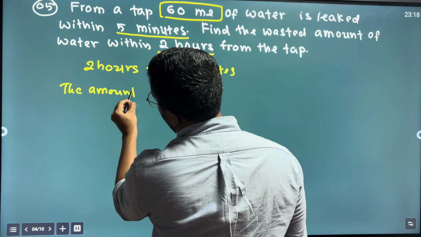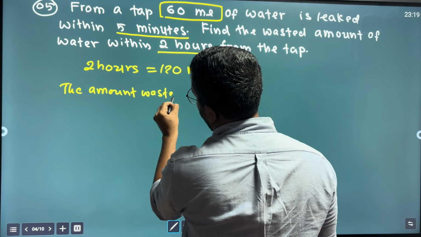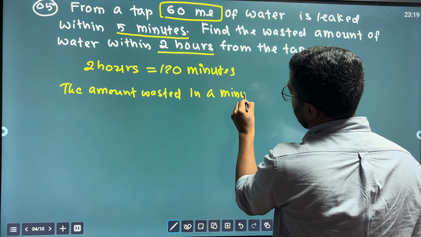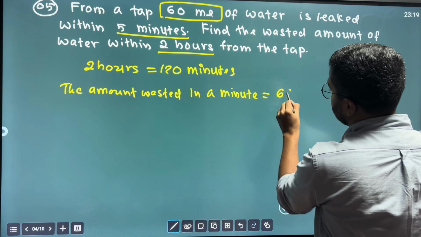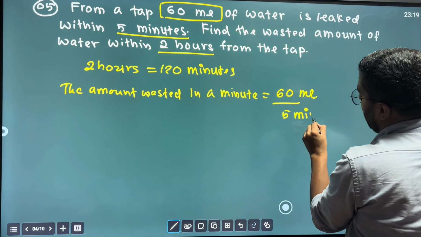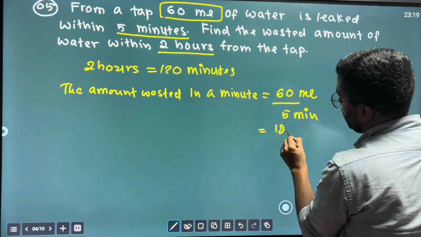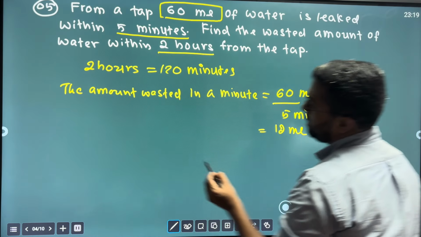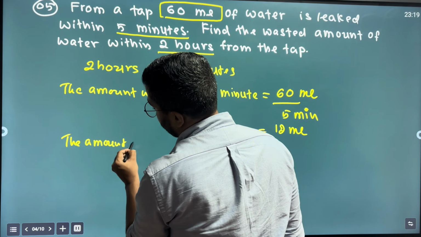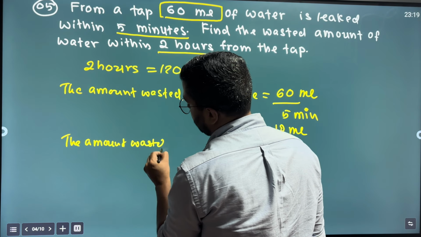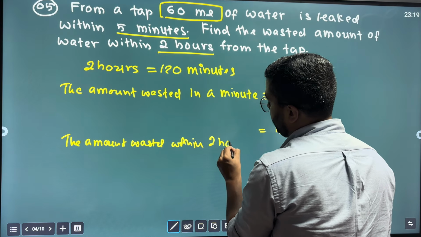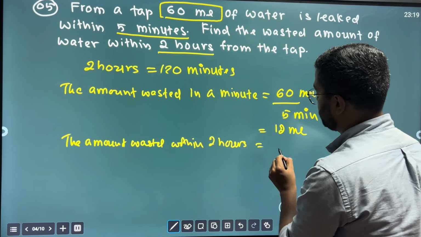What is the amount wasted in a minute? 60 milliliters wasted during 5 minutes. So the amount wasted in a minute is 12 milliliters. So the amount wasted within 2 hours, otherwise 120 minutes, right?